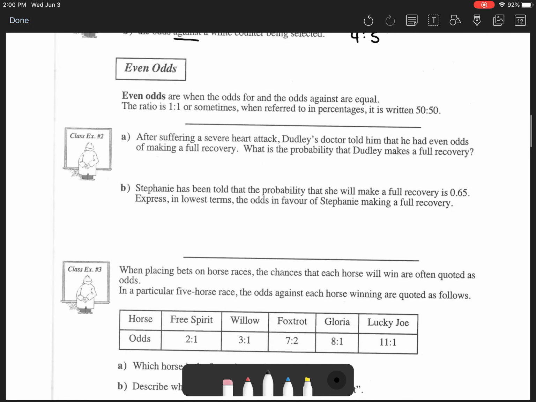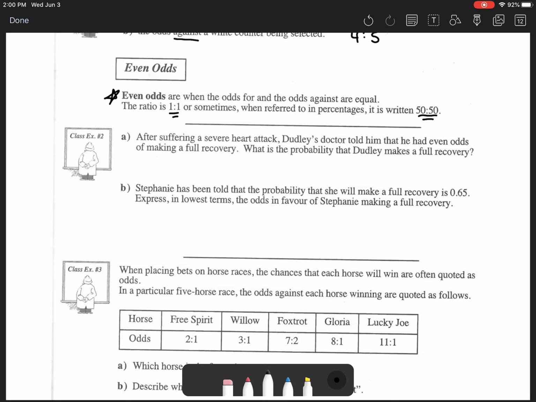Even odds, an important phrase, are when the odds for and against are equal. So when we have even odds, the ratio 1-to-1 is sometimes used, or a lot of people will always say 50-50. Those are odds. So when it's the same for as against, 1-to-1 is the ratio it can be reduced to, but a lot of people will just refer to that as 50-50.